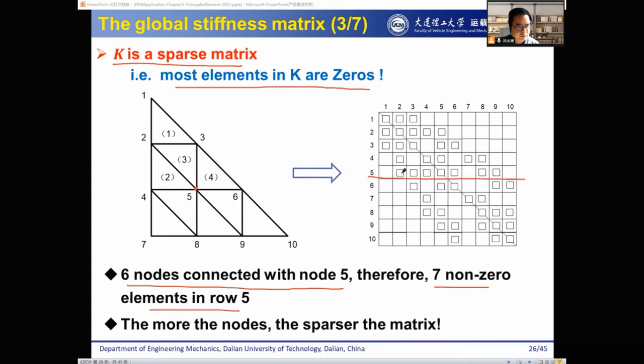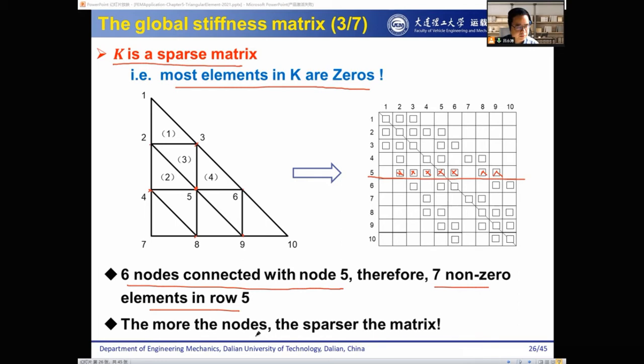So first is 2, okay. It's 2, corresponding to 2, and so this is non-zero. The second is connected to node 3, so this is non-zero, and connected to 4, so this is non-zero, and then itself, then 5, 5 is non-zero, and also connected to 6, so this is non-zero, and then it's connected to 8, so 8 is non-zero, connected to 9, so 9 is non-zero. Which means the 6 nodes connected with node 5, there are 7 non-zero elements.